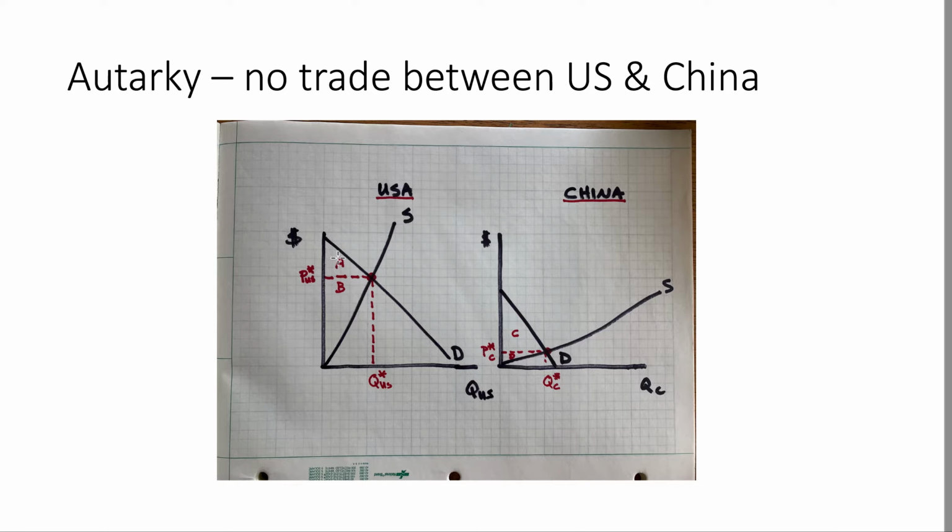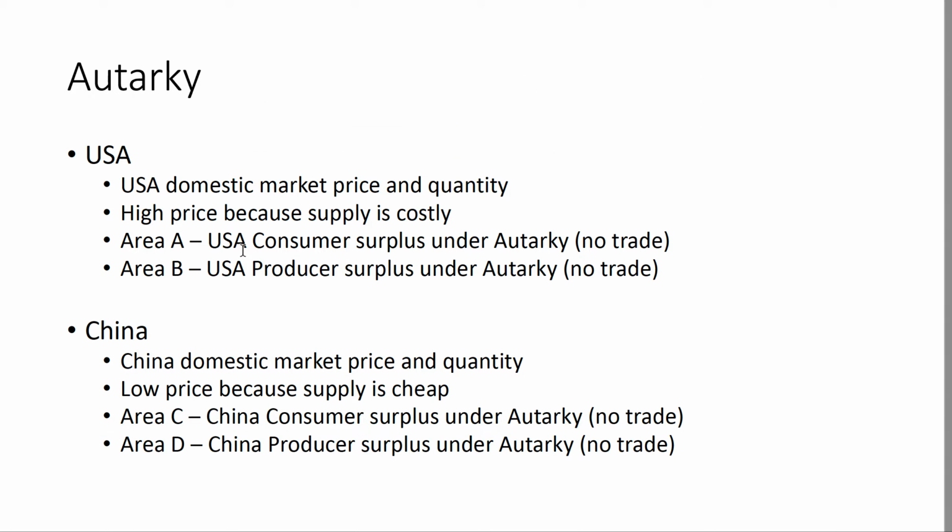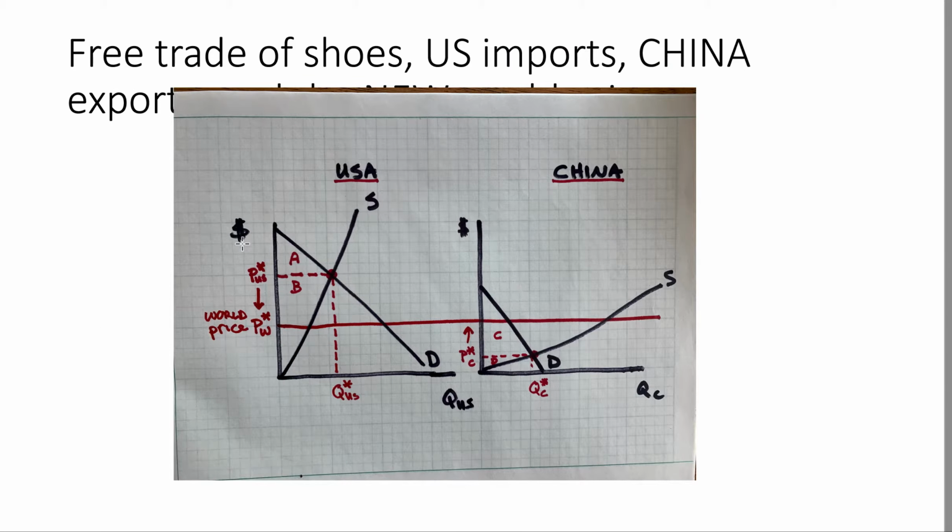But as you can see, areas A and B represent consumer and producer surplus in the US. That triangle there is total gains from exchange in the US only. And C and D represent the two areas of consumer and producer surplus in China. Again, that represents the value created by trade in just China. Now, if we have free trade of shoes, imports in the US, and China exports, what's going to happen is a world price is going to emerge, right?